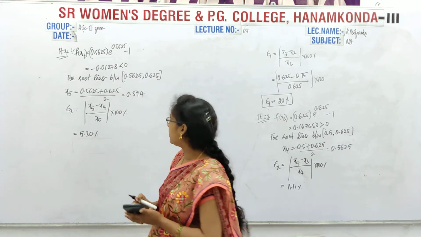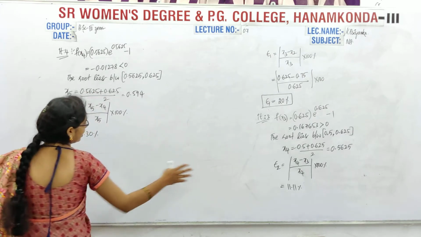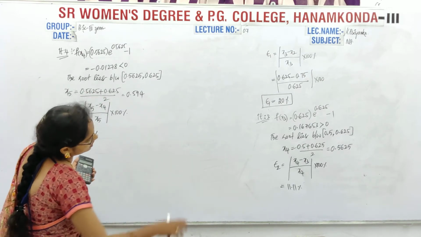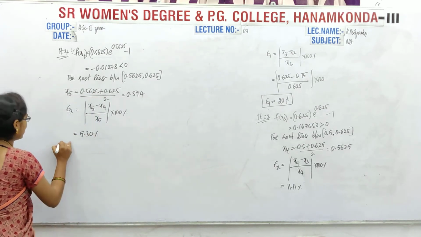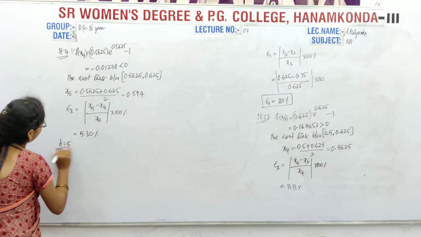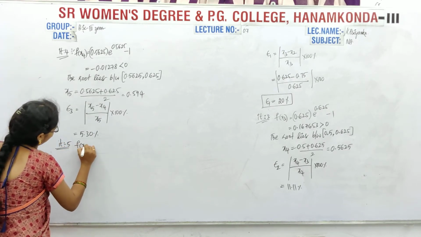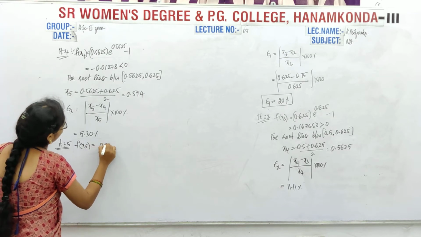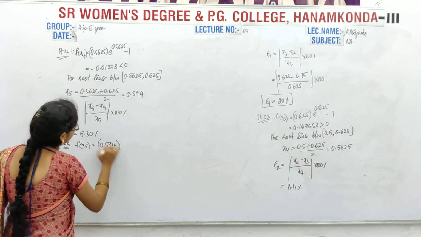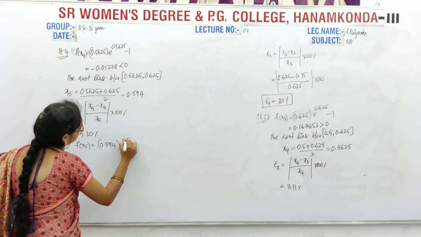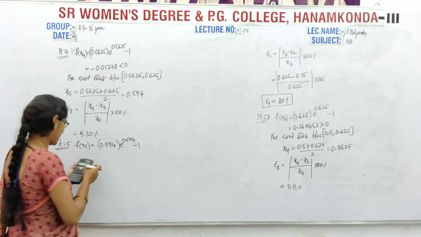Okay. So now here next one, after error what we have to do? We have to go for the next iteration again, iteration number 5. Next, f of x5, which is equal to 0.594 into e power 0.594 minus 1. Now calculate it.